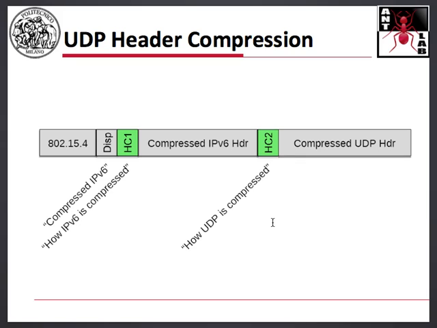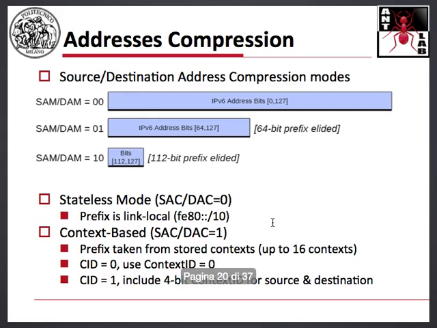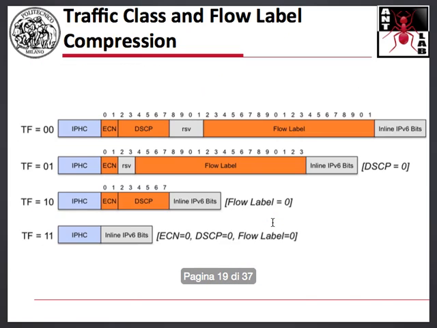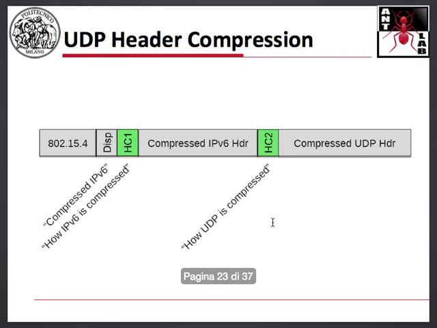So you have the header, the 15.4 header here. Okay. Then you have this small field, which is the dispatch field, which is the first 3 bits of the header compression header. Okay. Let me go back a few slides. So these 3 bits here are given, and they're just used to tell the receiver that this is the starting point of the header compression header. Okay. This is called dispatch in the 6LoWPAN jargon. So you have this small dispatch field here.